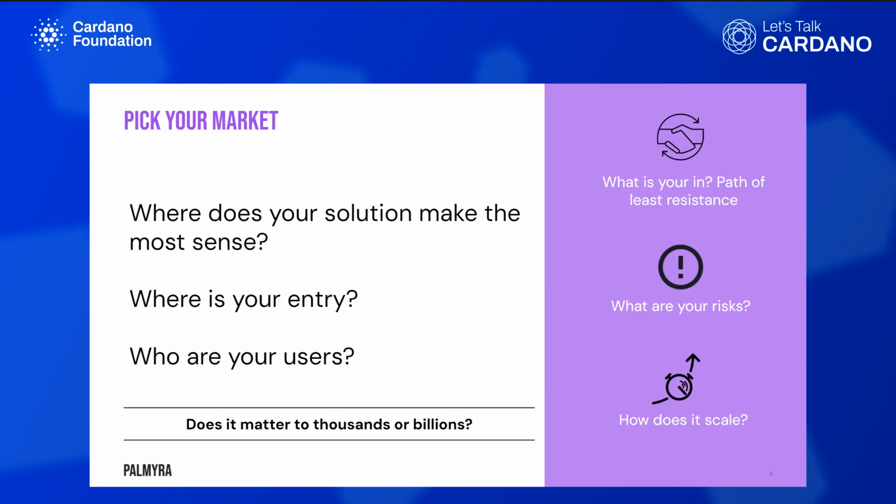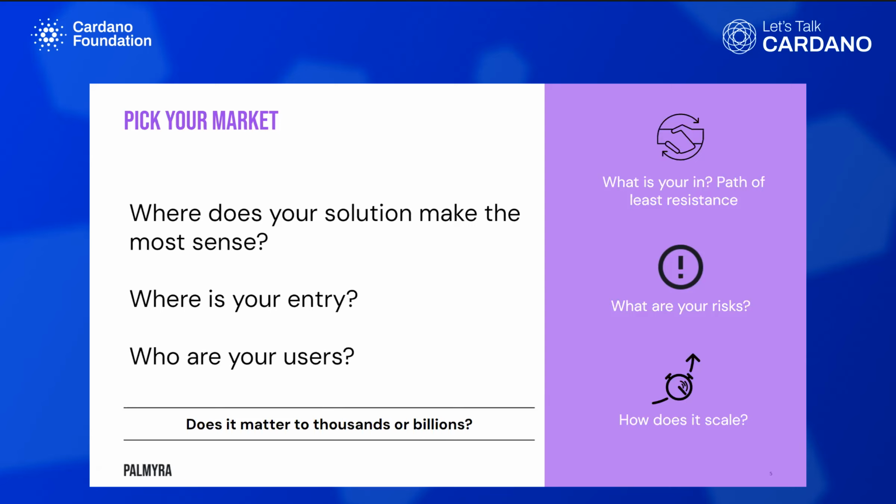when you outline your go-to-market strategy. And so this is very important on the bottom here. Does it matter to thousands or billions? And this is something that I've mentioned several times because this really rang powerfully with me. This was actually not said by me. This was said by a gentleman that was giving a keynote before me at the Crypto Expo in Dubai last year.